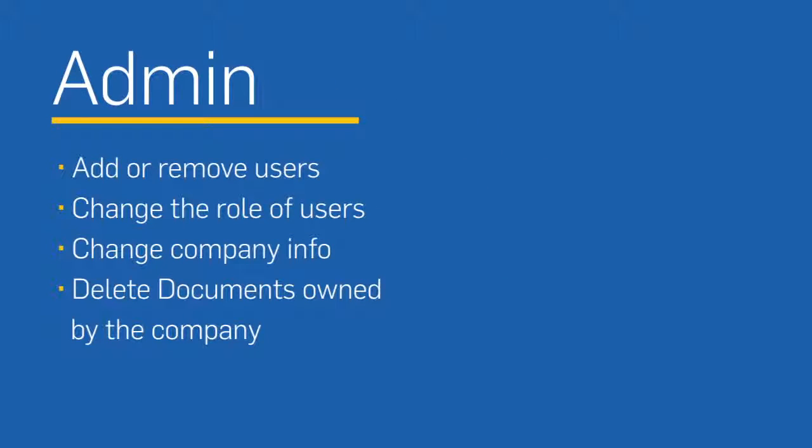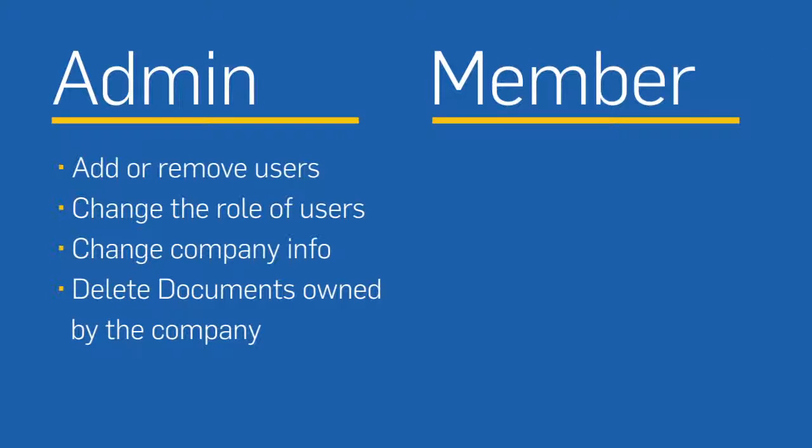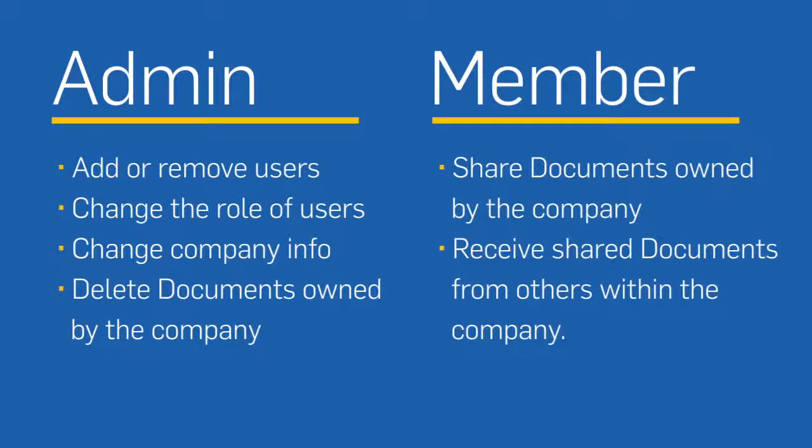While adding people to your company, you have the option to define them as a member or admin. Admins have permissions like adding or removing members, changing the roles of members, as well as deleting documents owned by the company. The role of member is more restricted. Members are limited to sharing documents that are owned by the company and receiving shared documents from others within the company.